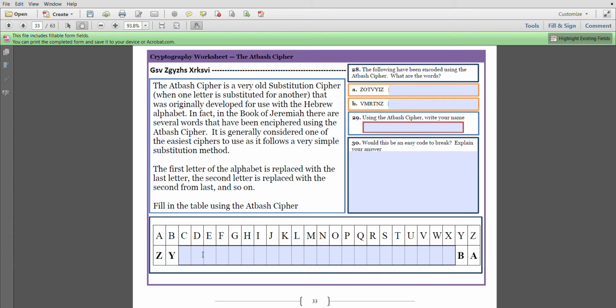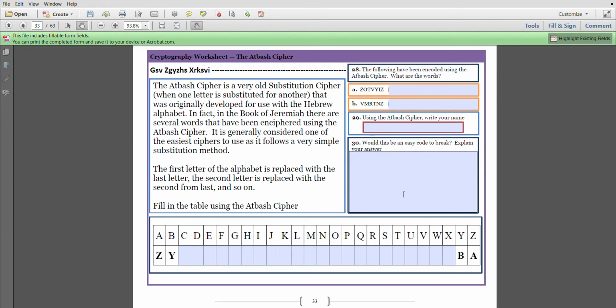Okay, so you're going to type in the letters in the correct spots to finish out the cipher. And once you do that, go to question 28. The following have been encoded using the Atbash cipher. What are the words? So once you finish the table, you're going to decipher these words and type them out. All right, same for B. And then in 29, using the Atbash cipher, write your own name.